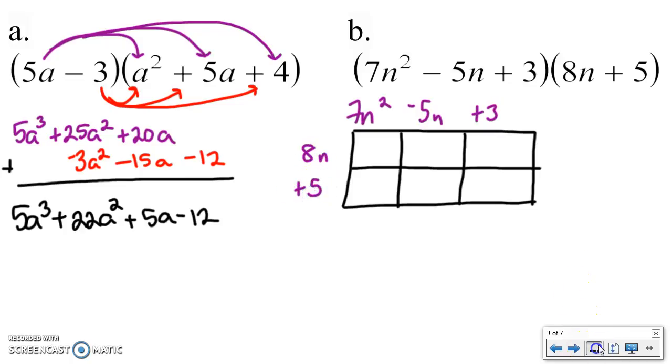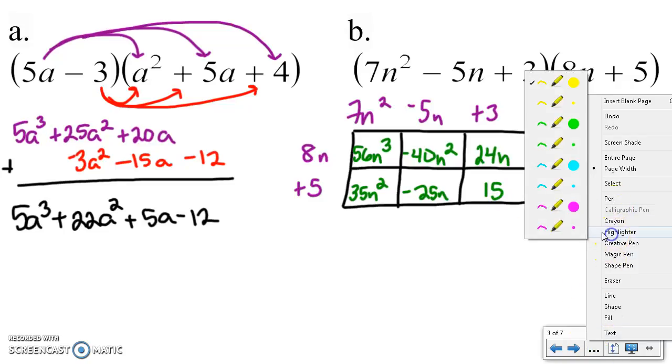And once I have this set up, this is the same thing that you did yesterday. So the only difference is really the size of the box or the Punnett square that you're going to use. Filling it in, 8 times 7 is 56, and then I have n to the 3rd power. Watch your exponents. 8 times negative 5 is negative 40, n times n is n squared, and 8 times 3 is 24 with my n. For the bottom row, 5 times 7 is 35 n squared. 5 times negative 5 is negative 25n, and 5 times 3 is 15.